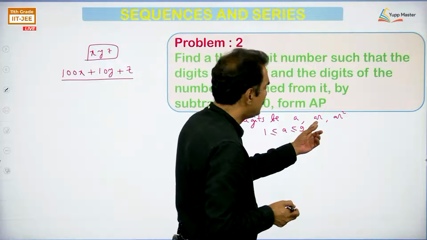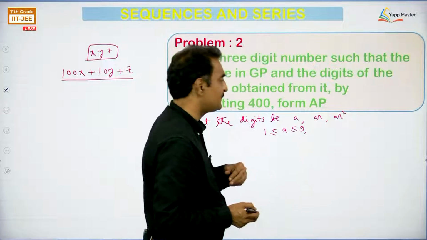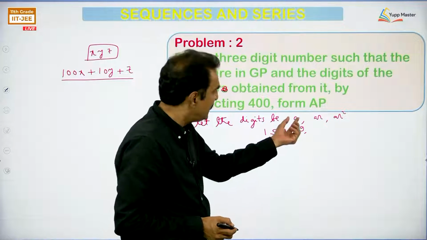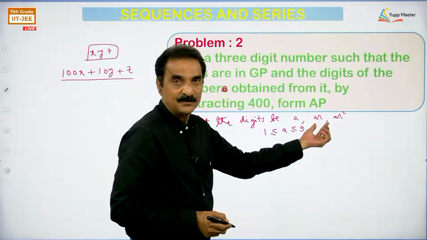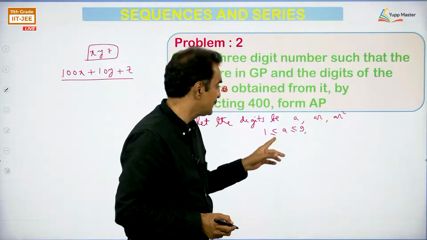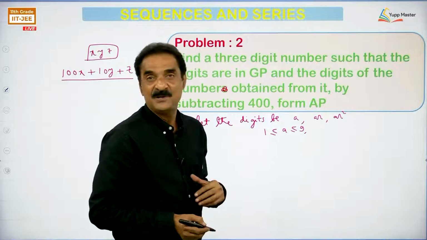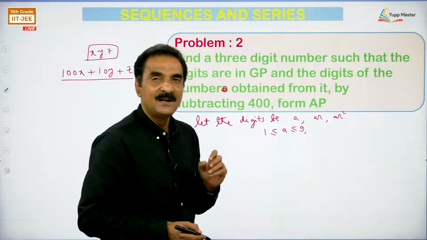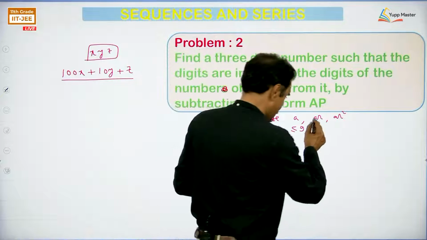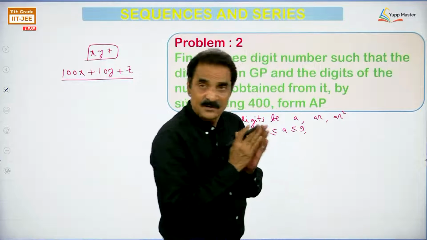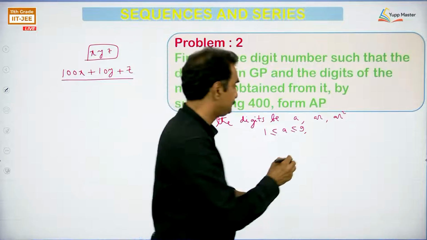Of course, ar and ar square may be 0, but if ar is 0, what happens? r should be 0. Then you are getting 0, 0. Then the numbers won't be in GP. So that's why here r should be nonzero, and ar also lies between 1 and 9.